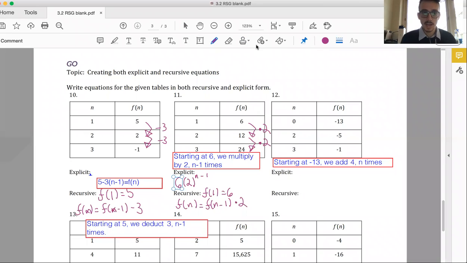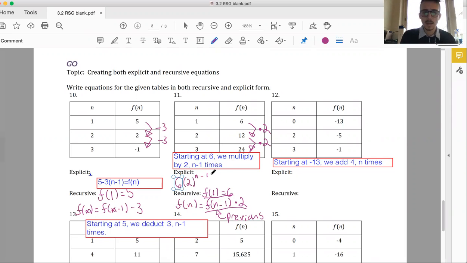All right, I know I said that you should have been trying 11 and 12. I did 11 for you though. I said that this was multiplying by 2 because every time it keeps multiplying the previous by 2. So with the recursive, we're stating that we're starting at 6 and we just multiply the previous by 2. Again, f of n minus 1 is just talking about the previous term. So that's why we're using it here, because we're trying to relate it to the function now.